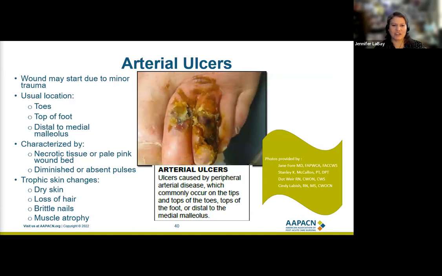And then we have arterial ulcers, also could start due to minor trauma. Usual location, toes, top of foot, distal to medial malleolus, characterized by necrotic tissue or pale pink wound bed, diminished or absent pulses, and then you have that dry skin, loss of hair, brittle nails, muscle atrophy.